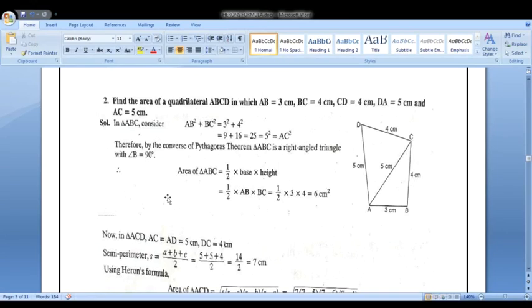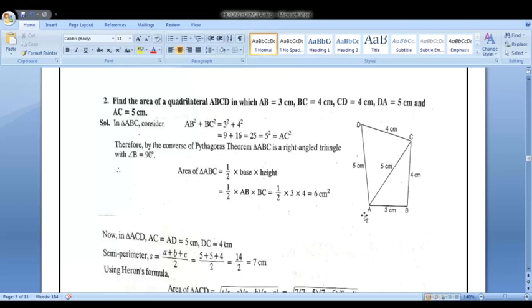Now let's start doing question number 2. Find the area of a quadrilateral ABCD. So the very important thing we have to notice or keep in mind is that ABCD has been given in an order. We also have to maintain the same order.